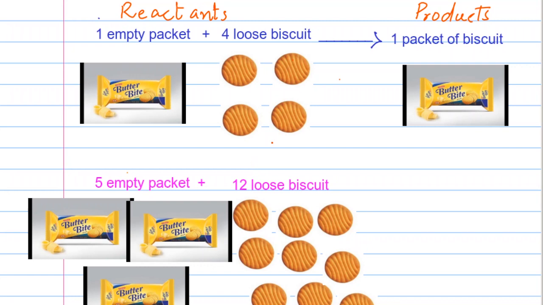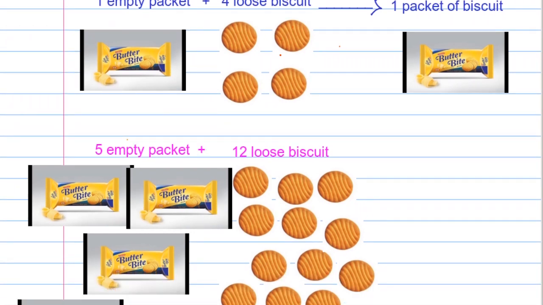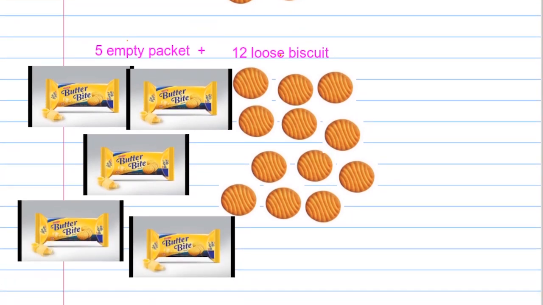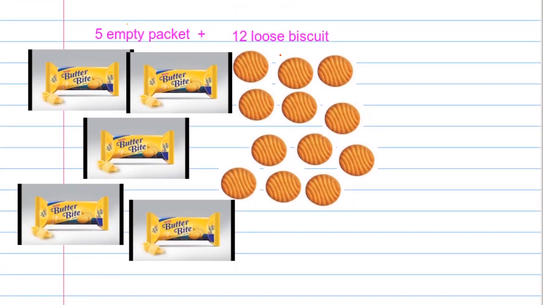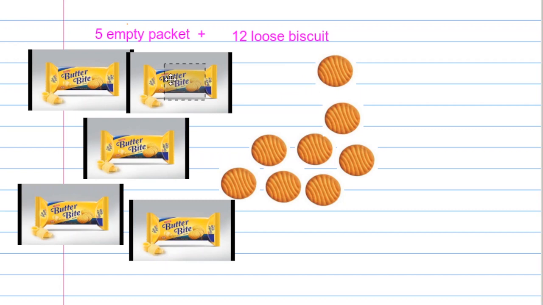Now the question is, if we have five empty packets and 12 loose biscuits, how many biscuits can be packed in how many wrappers? So the question is, how many empty packets will be used up and how many will be left behind? We will check it after packing. In one packet we have to add 1, 2, 3 and 4.